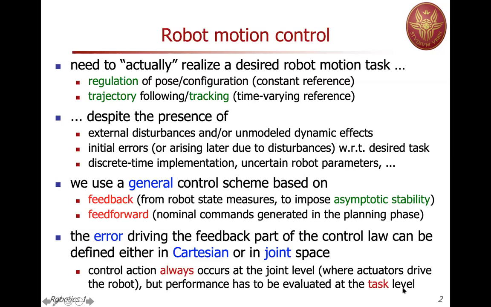Now, we will see what is the current state, but the main thing that I would like to convey to you is that the feedback part is the one that brings the error to zero. And depending on in which space we are bringing the error to zero, the Cartesian or the joint space, we have different behavior, different problems, different realization issues, and so on.